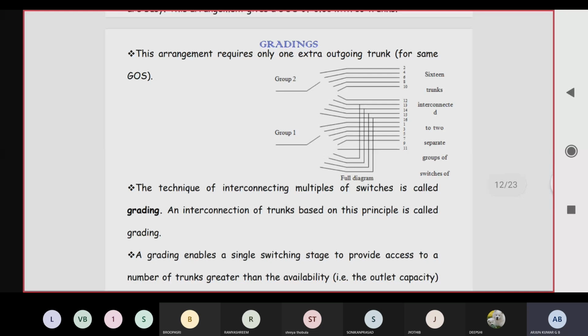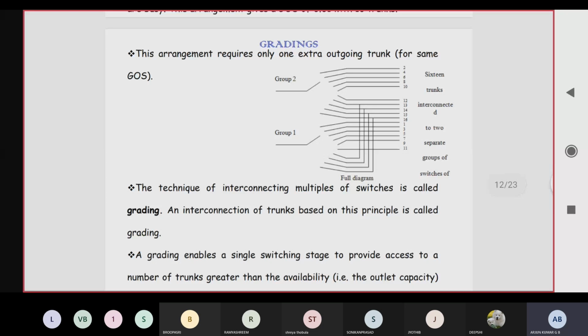Okay, you can observe here in this figure. Line numbers 13, 14, 15 and 16. These 4 trunk lines are common for both group 2 and group 1. They will share these trunk lines between group 1 and group 2.